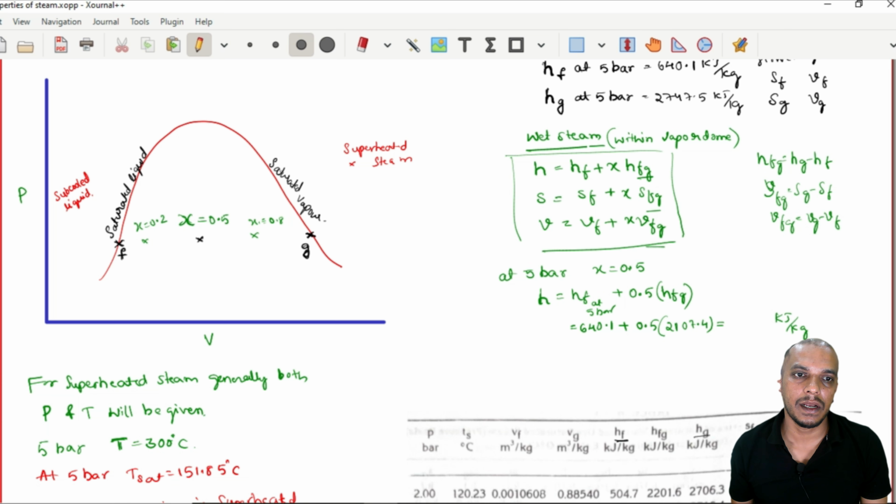So, we have learnt in this class how to find out the properties if it is saturated liquid, if it is saturated vapor, if it is a wet mixture and if it is a superheated steam.